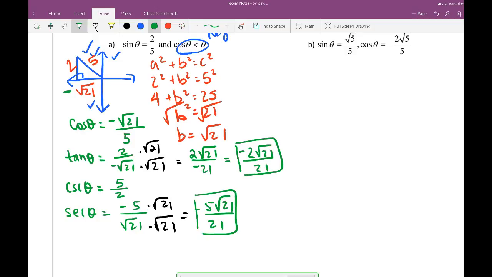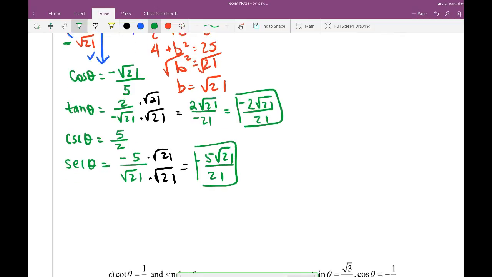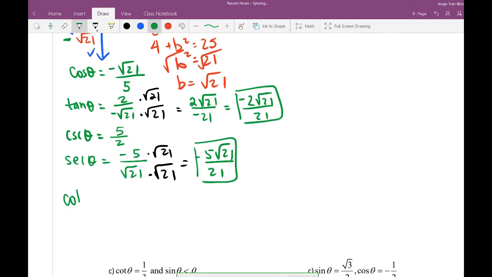Last one. What are we missing? Cotangent. Cotangent, we should flip which? Tangent. Okay. Now, which one should we flip, though? The final answer of tangent or the very first ratio of the tangent? Yeah, because look, that is equivalent to this. But if you flip the final, you have to rationalize. So might as well flip the very beginning. So negative rad 21 all over 2. I don't have to rationalize.